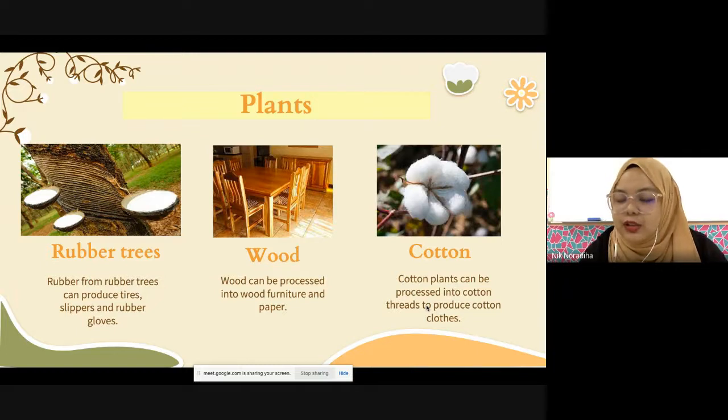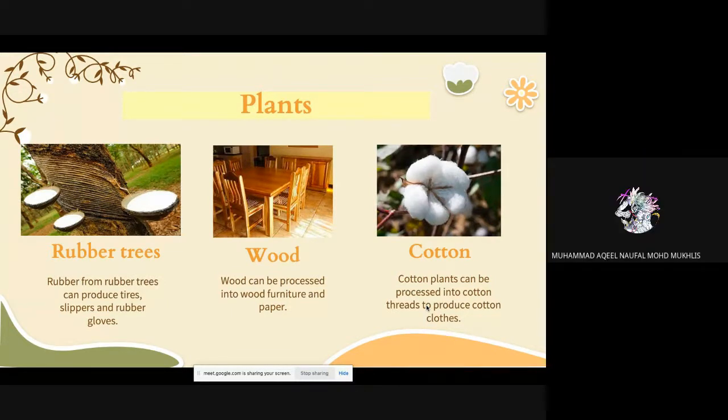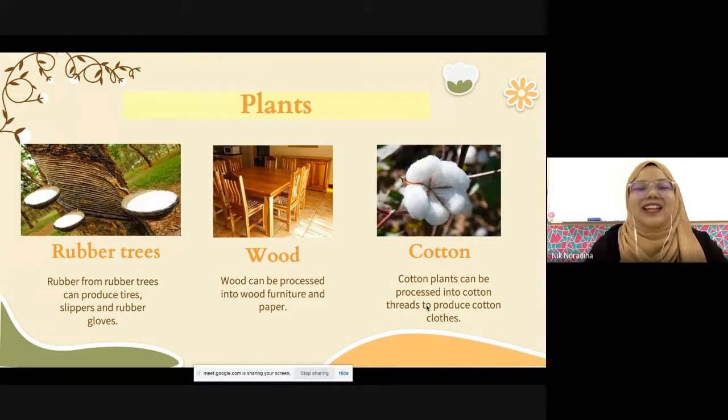Akil, the one that you use every day. When you're writing using your pencil, then you got it wrong, what did you use, Akil? Pemadam. Eraser. Your eraser is made up from rubber as well. Plastic glass is made up from another thing. Later, teacher will share with you.